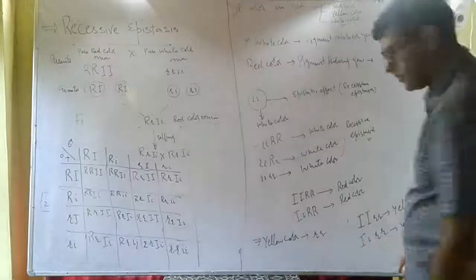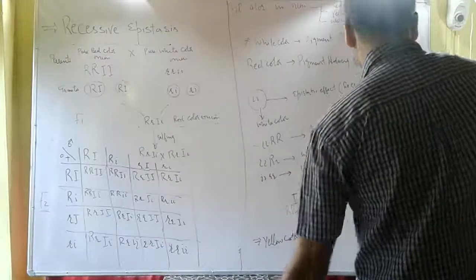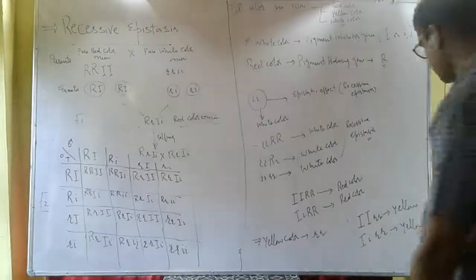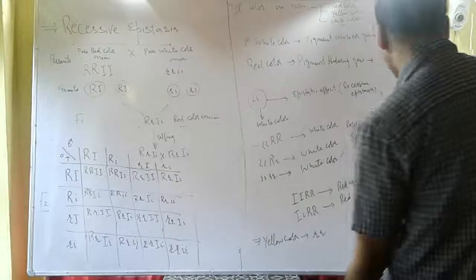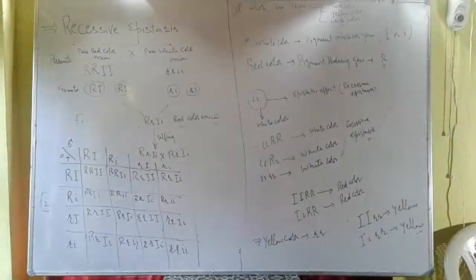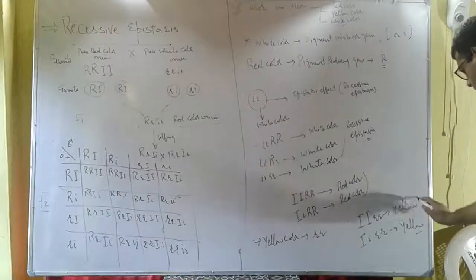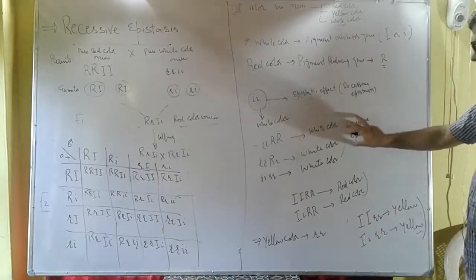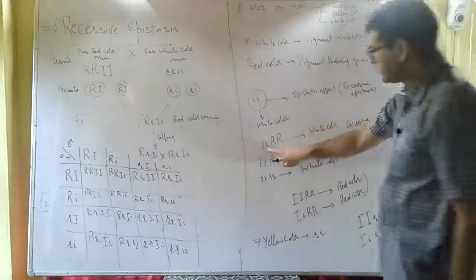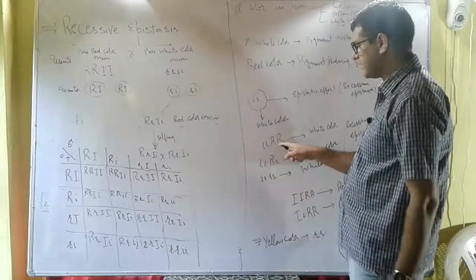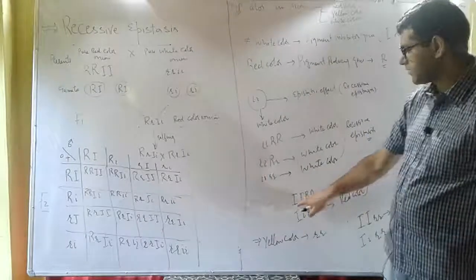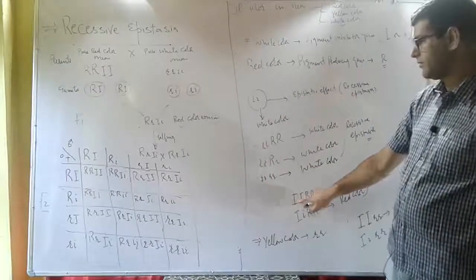So we can say that yellow color is produced, red color, this is yellow color. This is the case of recessive epistasis, that is, the recessive gene has suppressed the expression of the other gene. Here this gene expresses itself in the presence of the dominant allele of the gene.